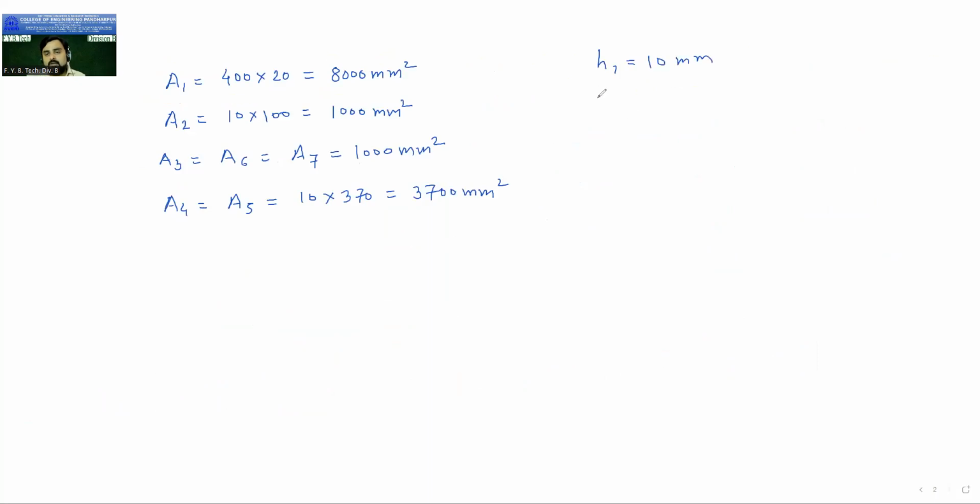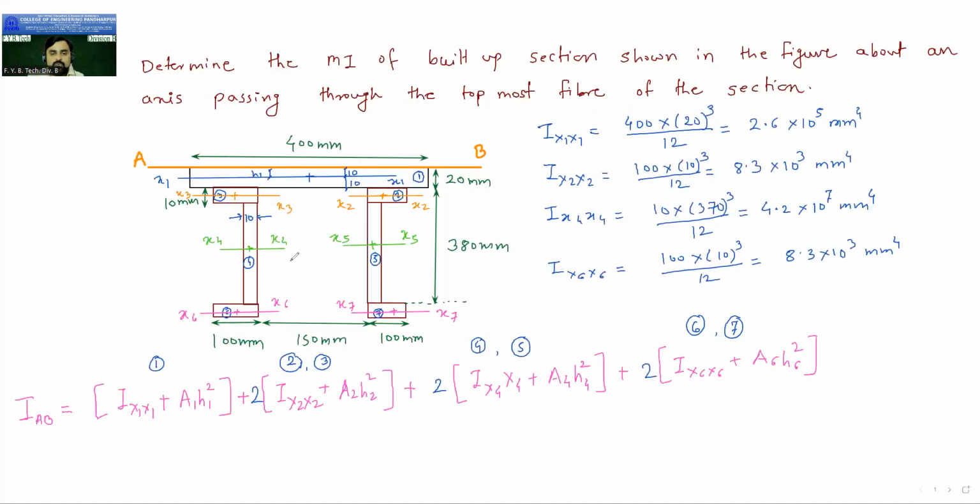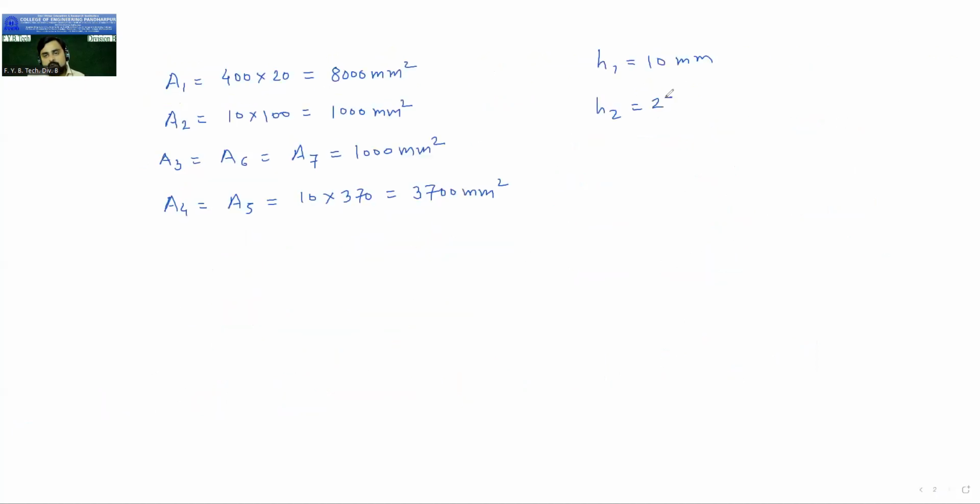Then H2: if I want to calculate H2, here is the axis. This distance from here up to here will be your H2. Now how can you calculate H2? This total is 10, so this portion will be 5, correct. And this is 20. 20 plus 5, so it is 25. So H2 is 25 mm.